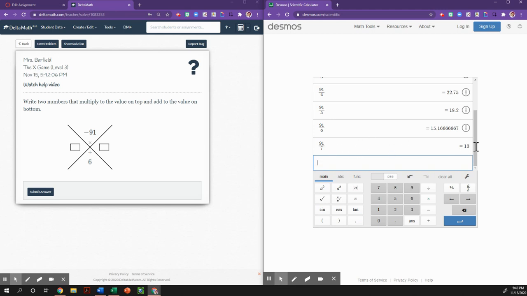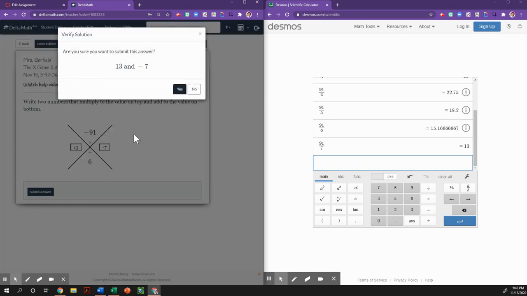Now is there any way that I can use 13 and 7 to get 6? Because I know 13 times 7 gives me my 91, so now I have to make one of them negative. And if I want positive 6, I need a negative 7 here. Okay, and I'm going to submit my answer.